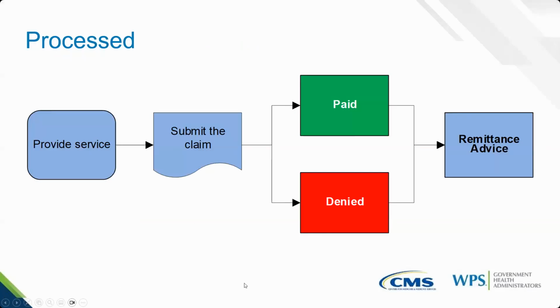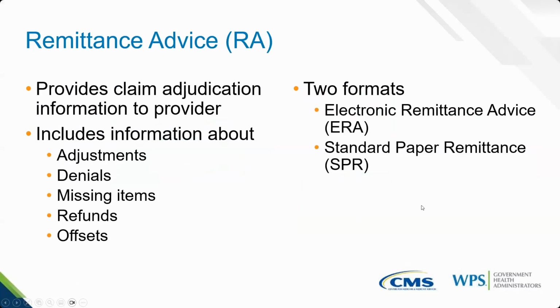This graphic shows the path for a processed claim, one that has been adjudicated. Of course, the service is provided, the claim is submitted, and Medicare determines that the claim does meet payment guidelines and parameters and makes payment, or Medicare determines the service or services, some of the services, are denied. In either case, a remittance advice is generated. I want to talk about the remittance advice, or the RA, just for a moment. It's very, very important that providers do refer to the information on it.